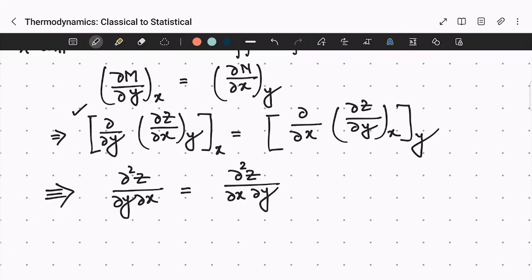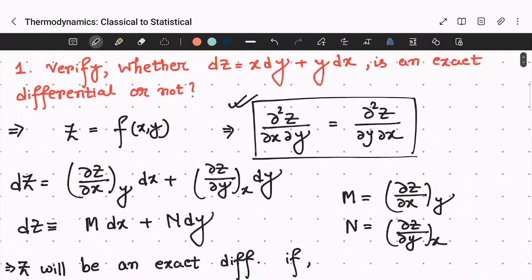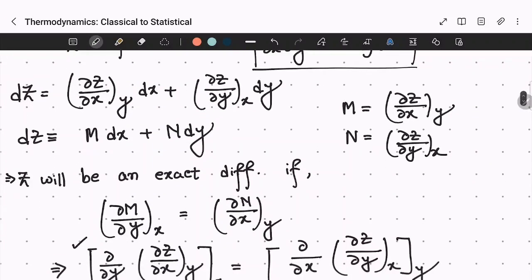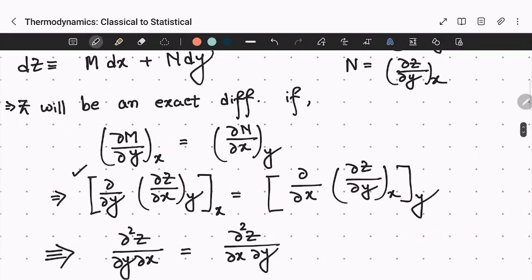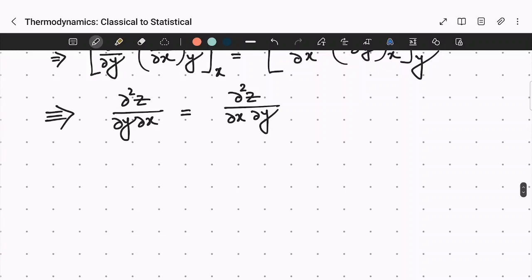So now we have to ask whether this function dz equals x dy plus y dx is an exact differential or not. Before that, let me say why a state function is related to this exact differential. We have studied, as I mentioned at the beginning also, that if z is a state function, then z will be an exact differential.